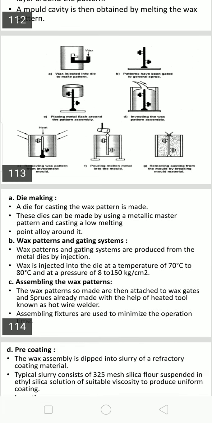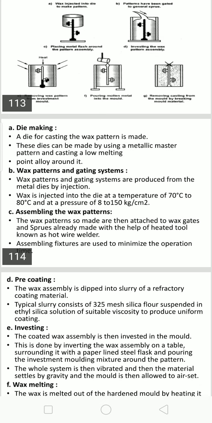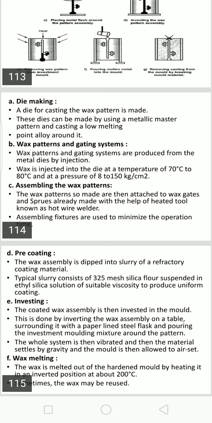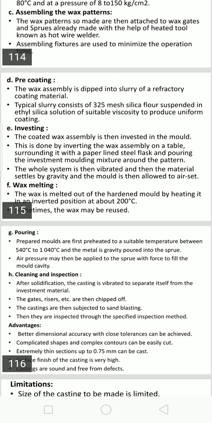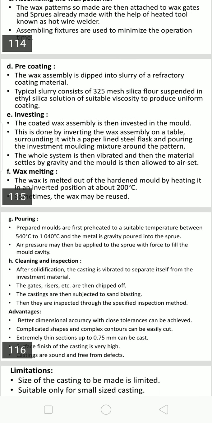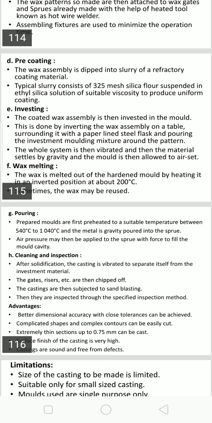All these procedural steps are available here. All steps we have explained now. Then what are the advantages? High degree of accuracy and surface finish is obtained, because surface finish is very high, close tolerance is very high, and dimensional accuracy is also high. Therefore a high degree of accuracy and surface finish is produced.